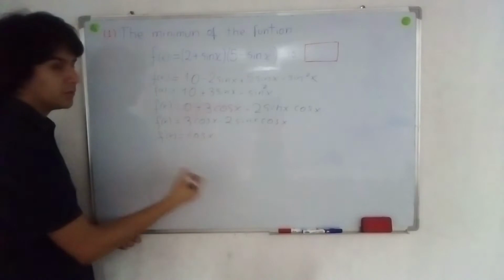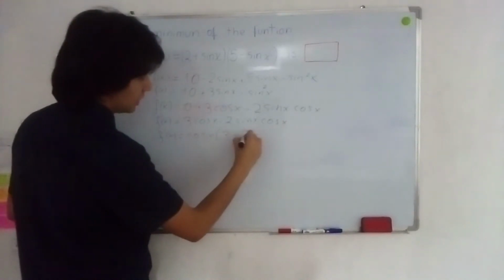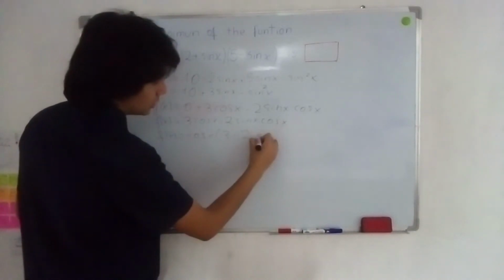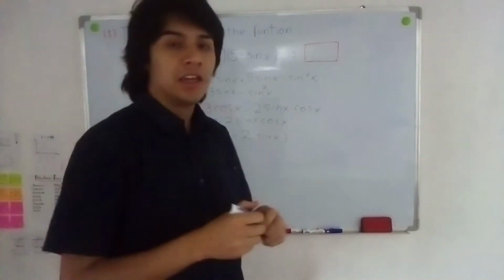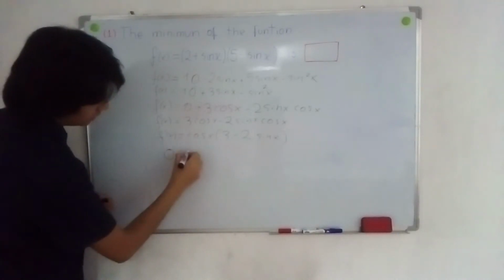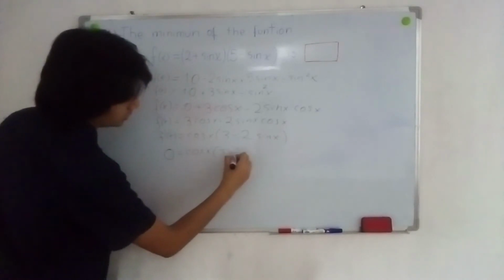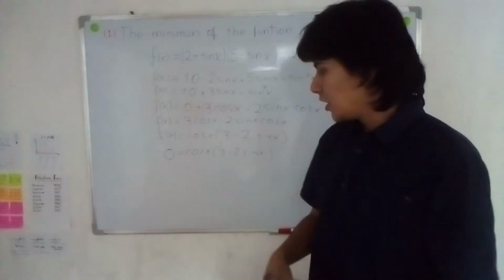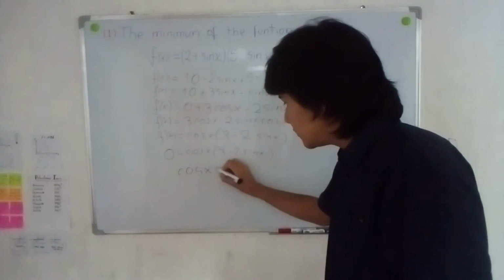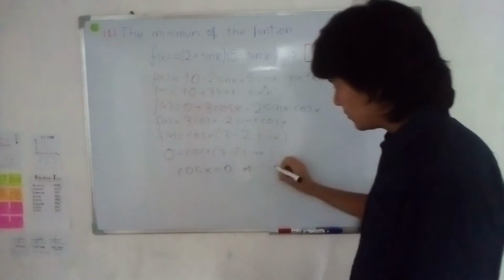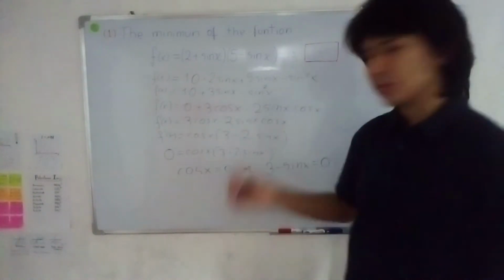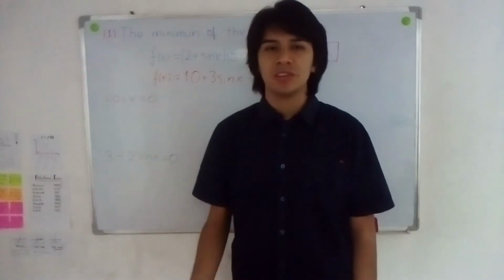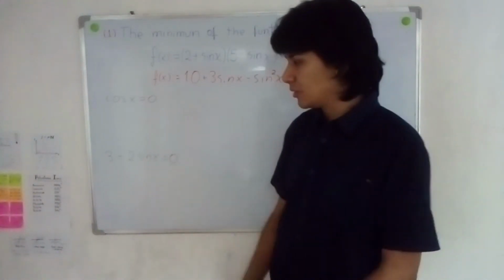Let's bring the cosine of x to the left. That is cosine of x times (3 minus 2 sine of x). And let's set this derivative of f equal to 0. So 0 is equal to cosine of x, or 3 minus 2 sine of x is 0. So let's resolve these two equations here. What happens when 3 minus 2 sine of x is equal to 0?